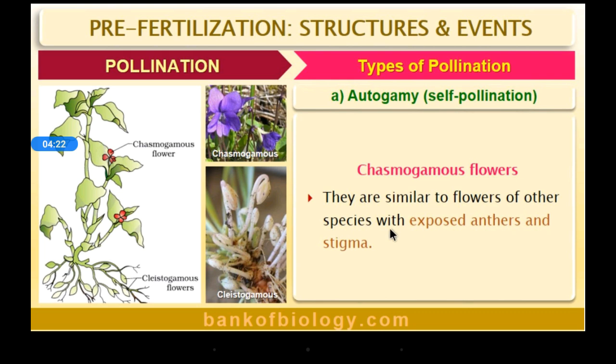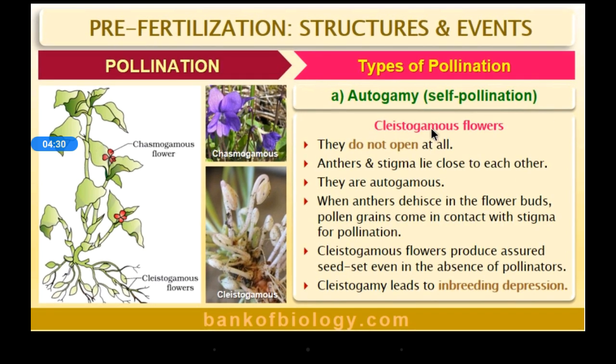Chasmogamous flowers are similar to flowers of other species, with exposed anther and stigma, that is, wide open. Cleistogamous flowers do not open at all. They are closed, and the anthers and stigma lie close to each other. They are autogamous, that is, self-pollination takes place. When anthers dehisce in the flower buds, pollen grains come in contact with the stigma for pollination. Cleistogamous flowers produce assured seed set even in the absence of pollinators, because as they are very close to each other, pollination takes place even if there are no pollinating agents.